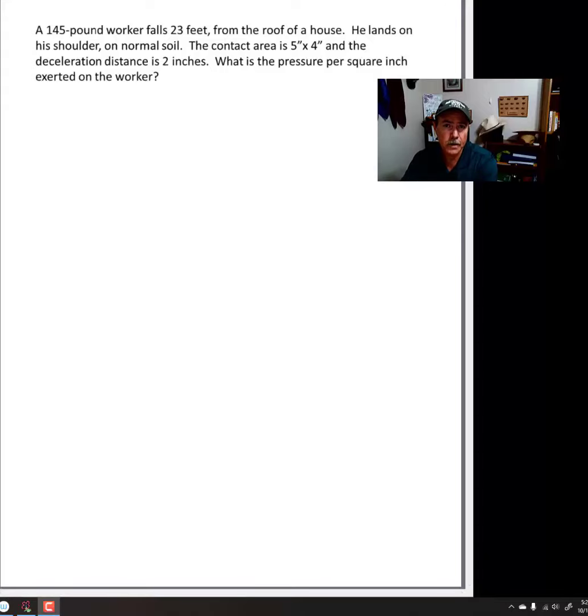Controlling pressure is what fall protection is all about. We want to eliminate any pressure on the body if we can. If we can't eliminate pressure, we want to limit the amount of pressure that could harm the worker. In this tutorial, I'm going to walk you through the process for calculating pressure based upon the weight of the worker, the height of the fall, and some other variables as well.